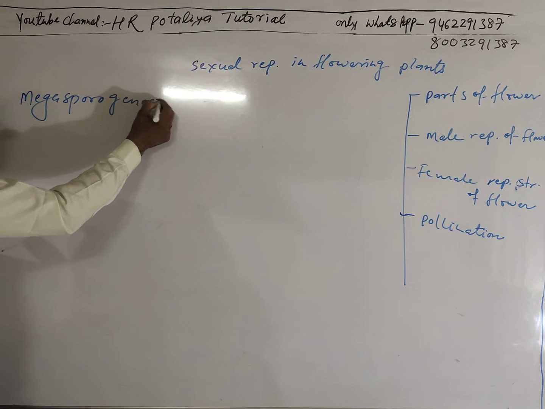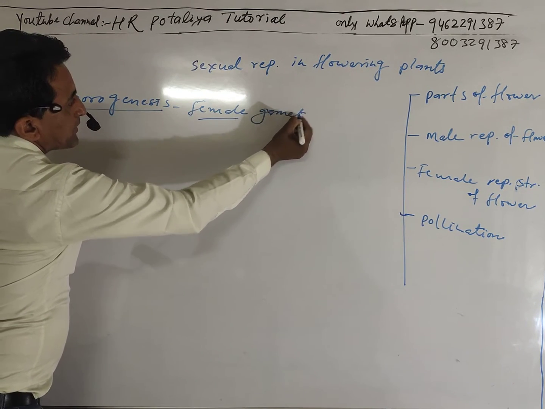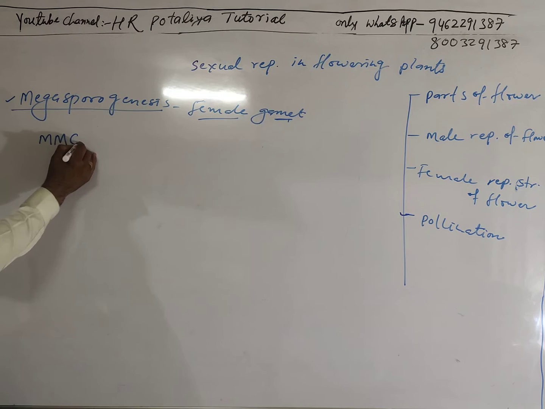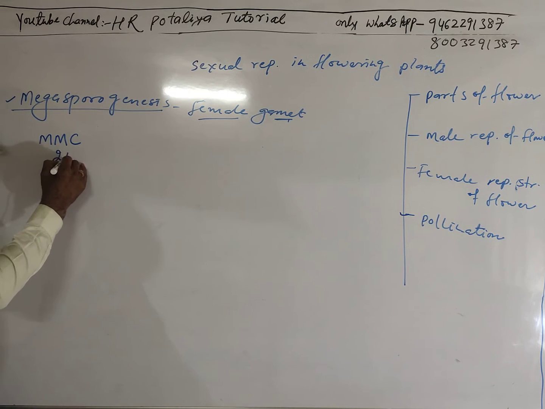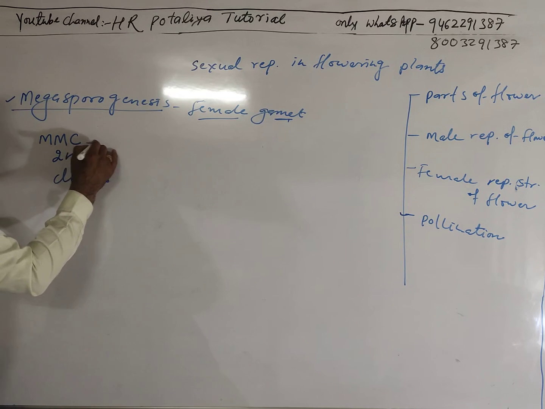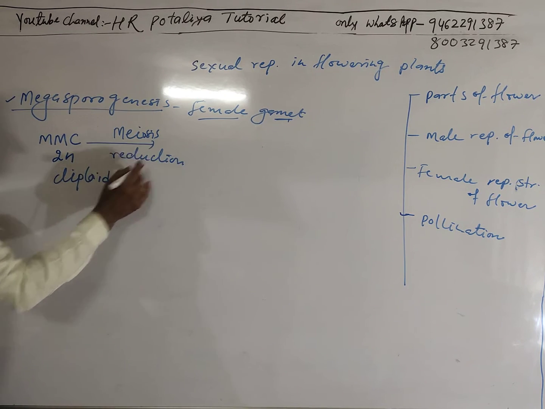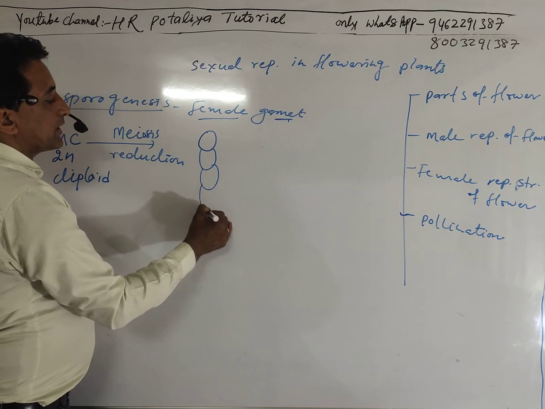So today we will study the term megasporogenesis. This term is related with female gamete development, and microsporogenesis is related with male gamete development. The first cell is the MMC, the megaspore mother cell, which is diploid. That cell undergoes meiosis, or reduction division, and forms 4 daughter cells.